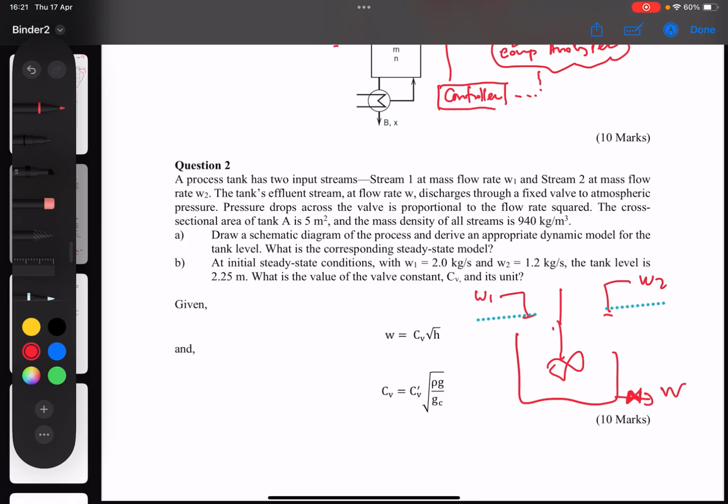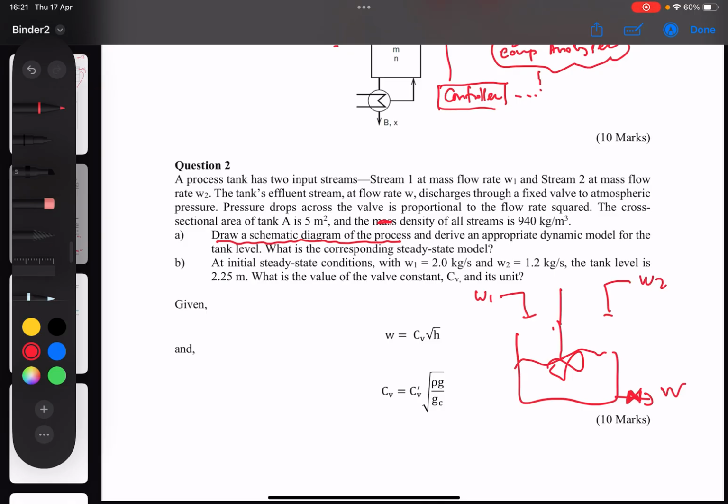At atmospheric pressure, the pressure drop across the valve is proportional to the flow rate squared. The cross-section area A is 5 meter squared, and the mass density for all streams is 940. Draw a schematic diagram for the process. This one should be okay, it should be something like this. And then derive the appropriate dynamic model for the tank's level. What is the corresponding steady state model?